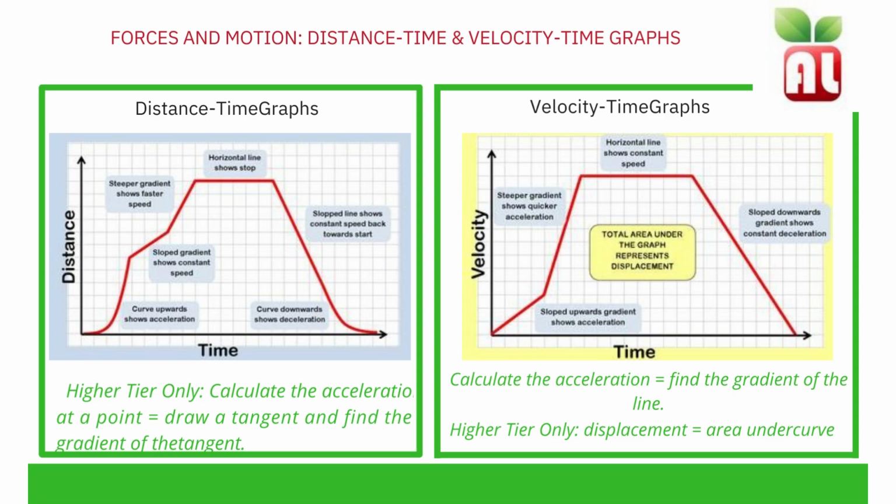Total area under the graph represents total displacement. You may be asked to find the total distance travelled from a velocity time graph. Split your graph into regular shapes and find the total area underneath your graph. To calculate the acceleration at any point in a velocity time graph, find the gradient of the line.